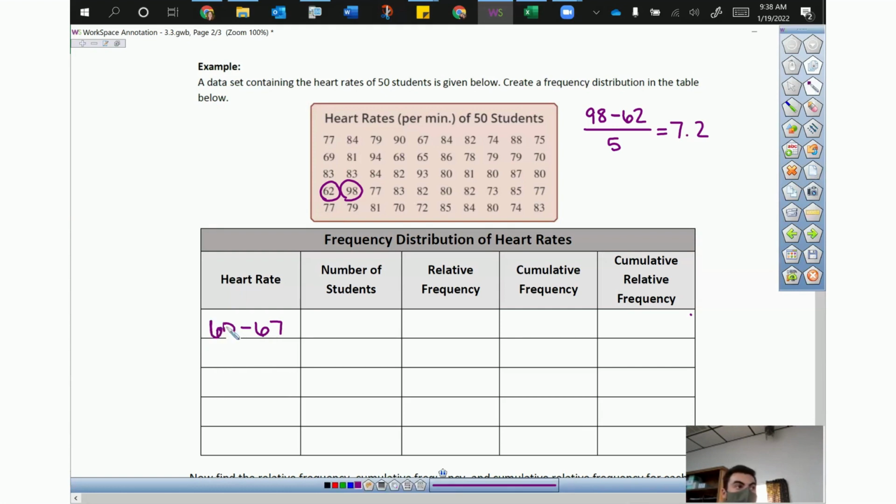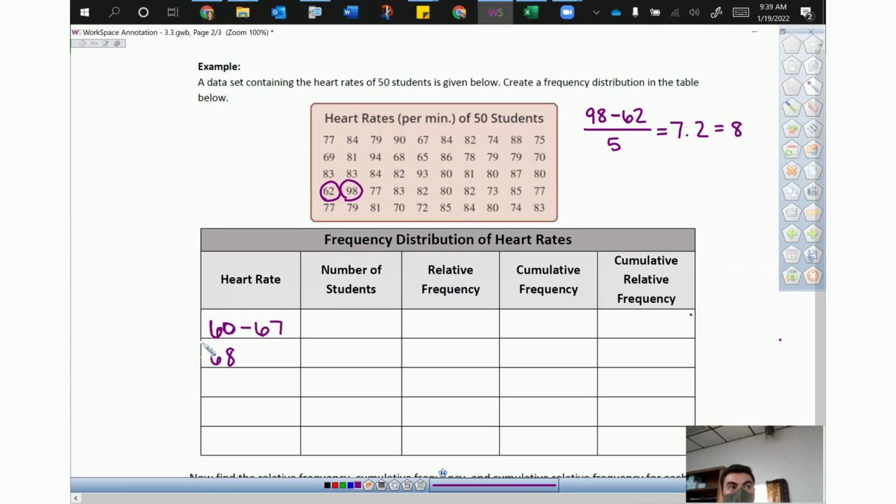So what you need to do is be aware of a couple of things. First of all, what kind of numbers are you dealing with? Discrete or continuous? If you look at the heart rates, we're dealing with discrete data. You can't have 55.5 heartbeats. So we don't have to worry about decimals. That just means our next guy is going to start at 68. You okay with that? Now, something that I actually kind of said wrong and I need to verify here. If I have a class width of 7, this would actually be 60 to 67. This is actually a class width of 8 right here.